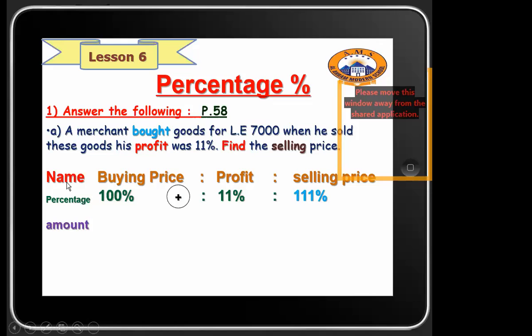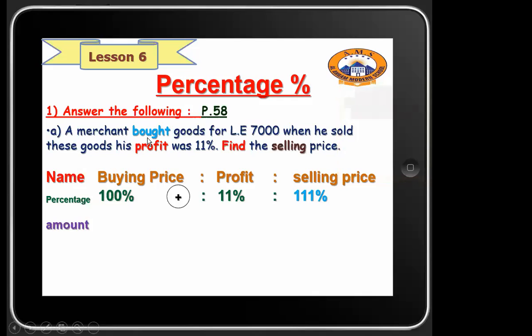So again, the first line, I'm going to write the names. How can I write the names? When you see the profit, the first name is buying price, then profit, then selling price. And the second line is only for the percentage. Here, the 100% you're going to write by yourself. I'm not going to give it to you in the exercise. And the profit, he gave it to you in the exercise, is 11%. You're going to add these 2 columns together, 100 plus 11, that will give you 111. And the last line is the amount, the money.